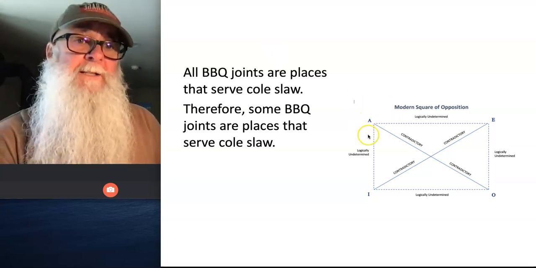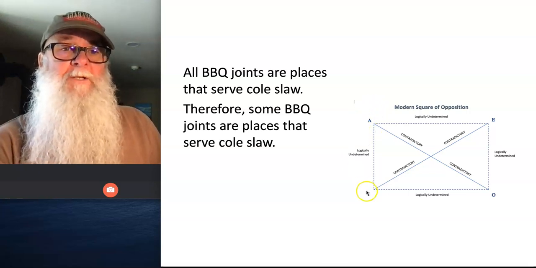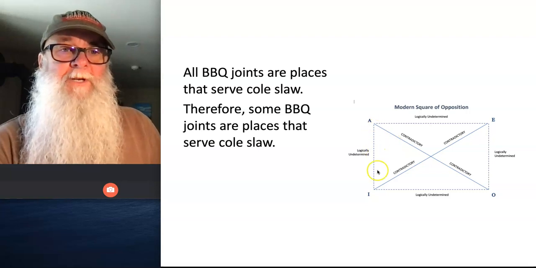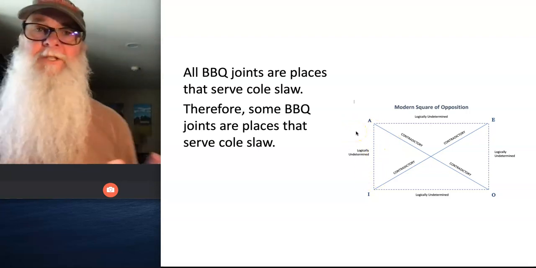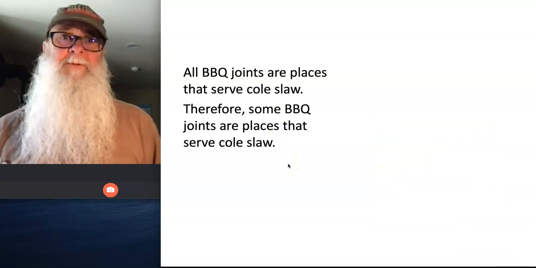You can see this reflected in the modern square of opposition, which is associated with the Boolean standpoint, where we have corresponding A and I statements and corresponding E and O statements connected with broken lines. Their relationships are logically undetermined. So this argument is invalid from a Boolean standpoint.